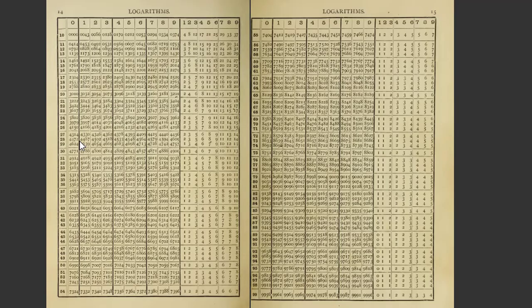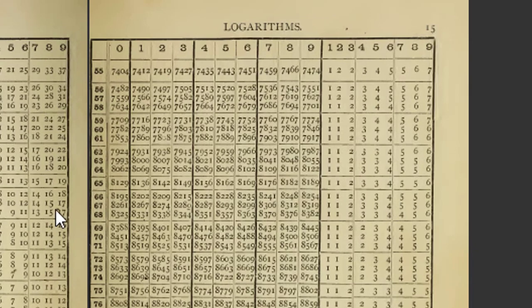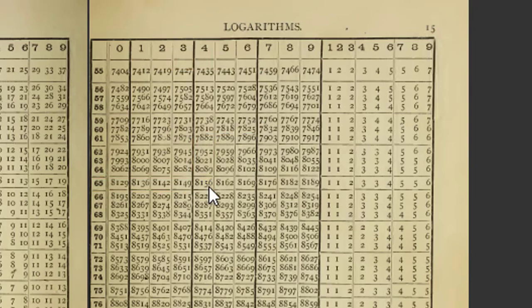Okay, we are at the logarithm table now. We are determining the log of 65 under 4. So let's go to 65. This is 65 right here. Let's go under 4. Trace it up and make sure you are under 4, at the meeting point of 65 and 4. That is 8156.